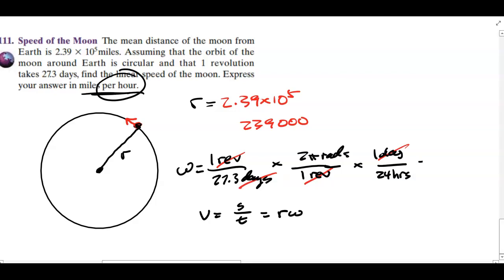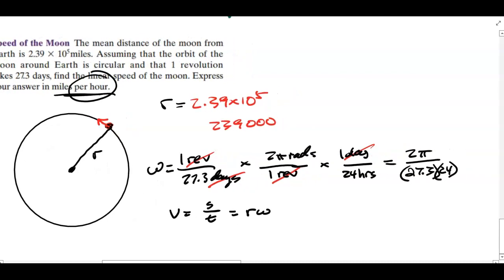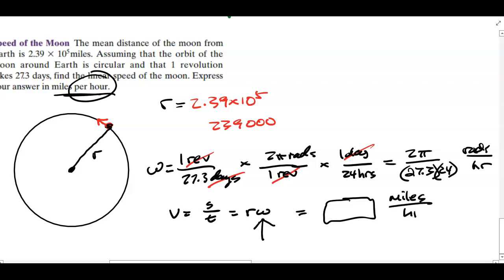So you multiply all this out, so it'd be 2 pi over 27.3 times 24, and the units would be radians per hour. And then once you plug that into this W here and multiply times R, you'll get some number here, and you'll get miles, because that's come from the radius, per hour, and that's what you need. So that should set you up for that problem.